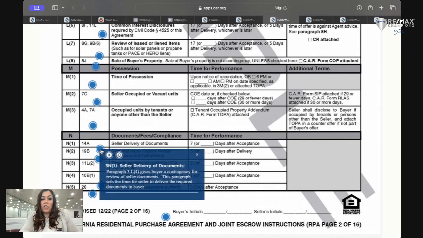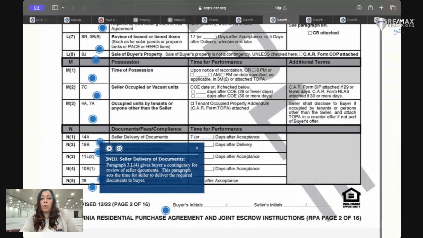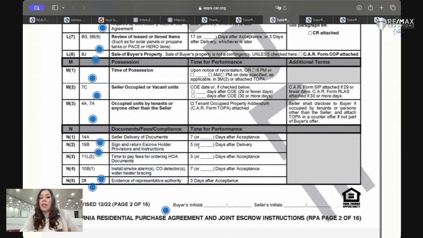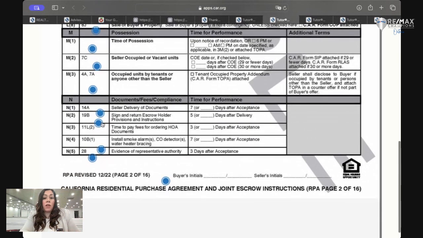Seller delivery of documents. So paragraph 3L4 gives buyer a contingency for review of the seller's documents. So this paragraph sets the time for the seller to deliver the required documents. It's defaulted to 7 days. But if you have a quick escrow, maybe you can default it to 3 days, or whatever the case is. We'd like to receive it obviously as soon as possible, because the sooner we know if they're going to move forward, the better.